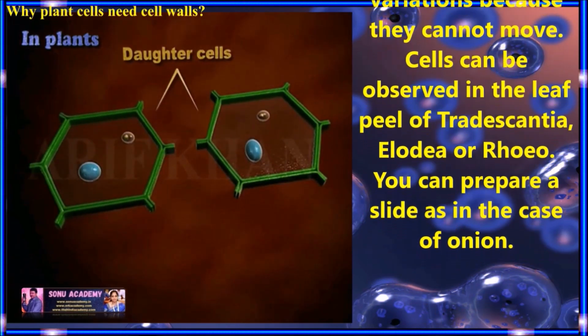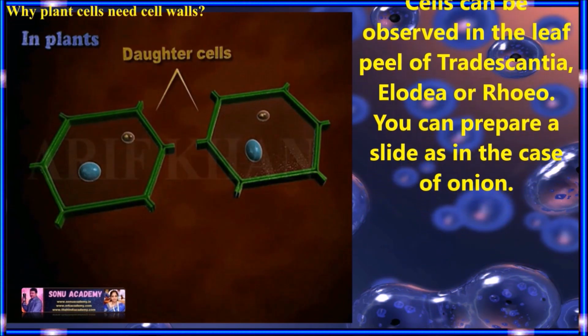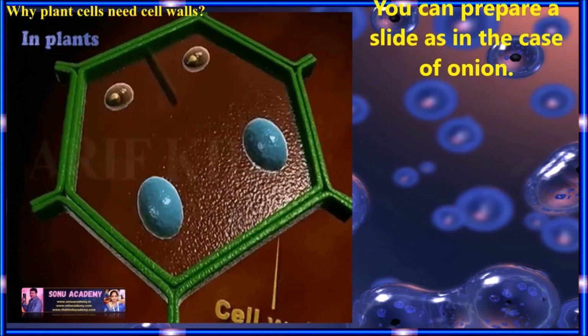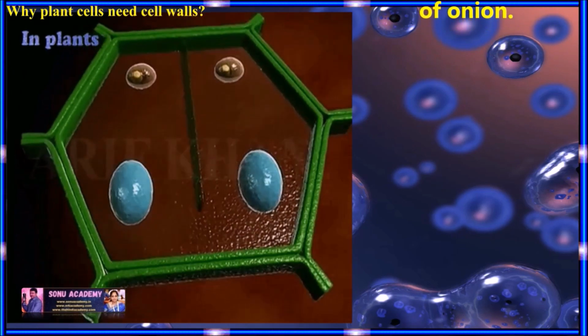Cells can be observed in the leaf peel of Tradescantia, Elodea or Rhoeo. You can prepare a slide in this case of onion.